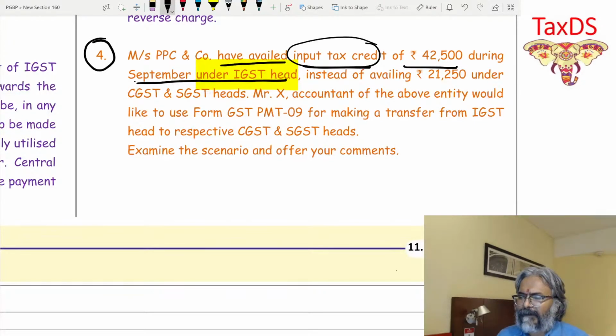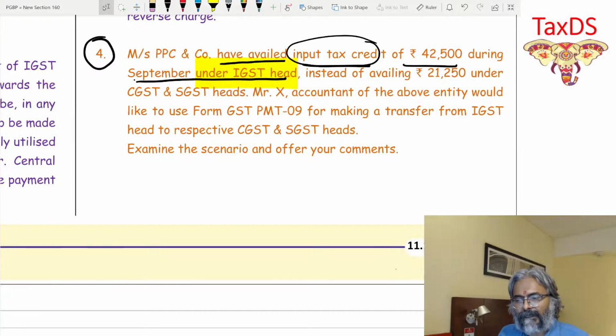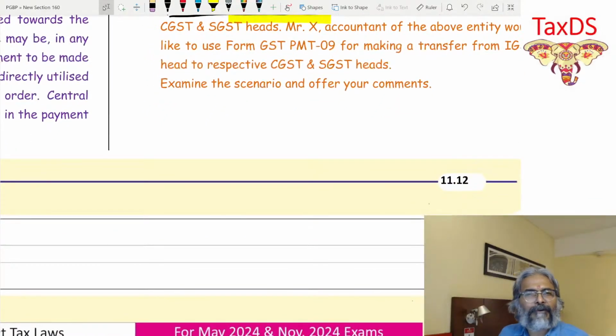Now, Mr. X, an accountant of the above entity, would like to use form GST PMT-09 for making a transfer from the IGST head to the respective CGST and SGST heads. So is this the PMT-09 form, which I have already discussed with all of you, when you have to do a transfer, students? That transfer you have to do is through that GST PMT-09. That is the form that you fill in this context. So this is the form that he wants to fill to do the transfer from IGST to the CGST and SGST account. Examine the scenario and offer a comment.